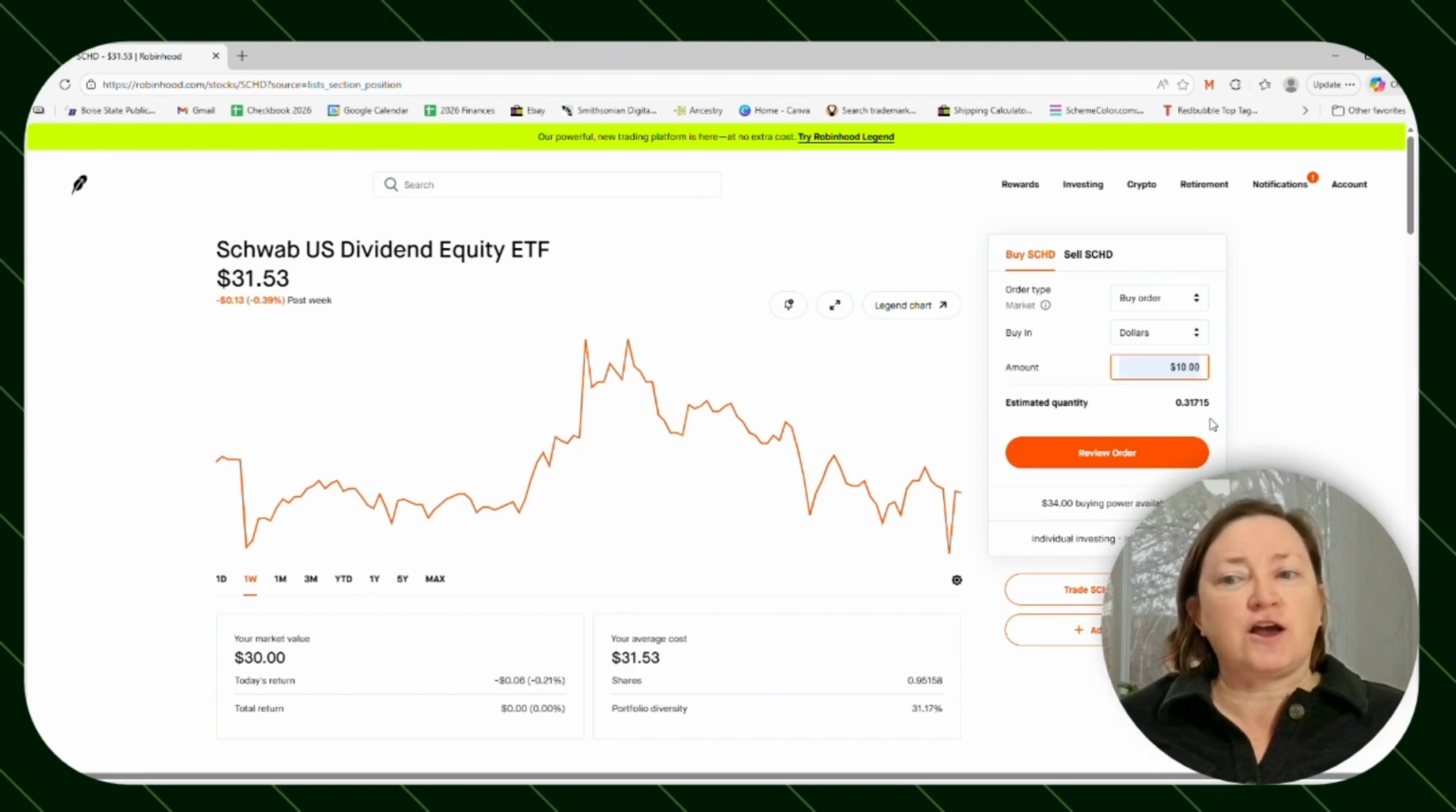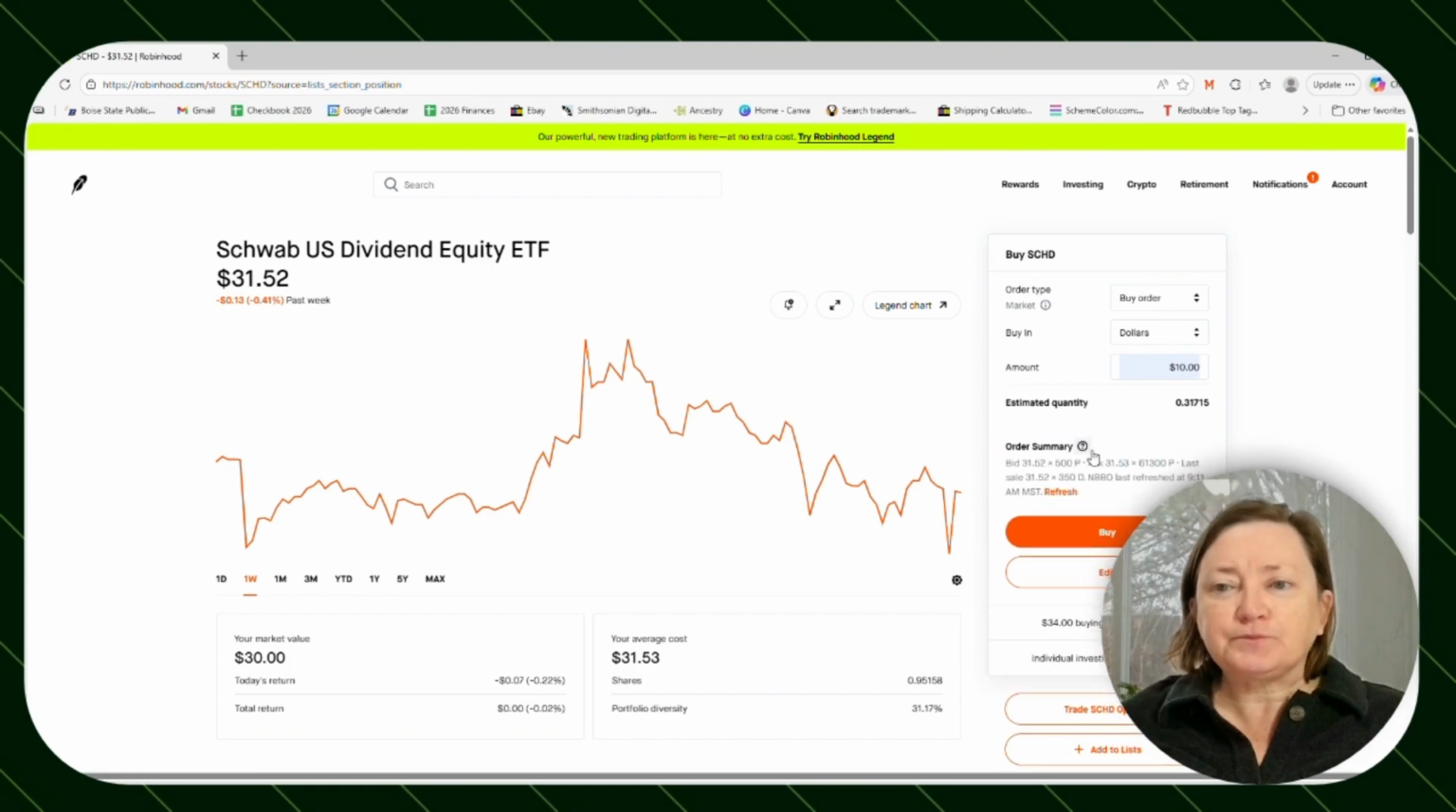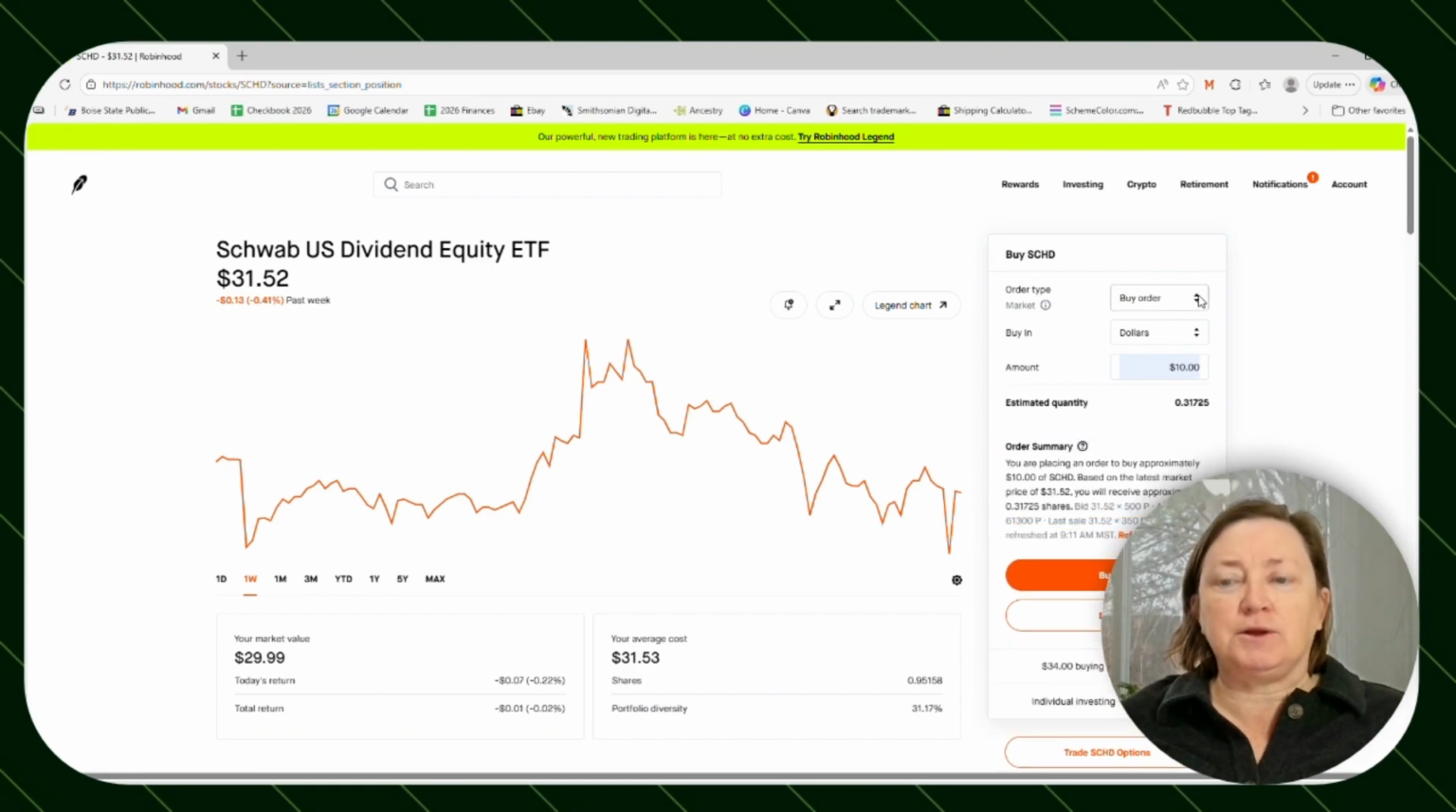Robinhood allows fractional trading. I don't have to buy a full share. Don't have to have $32. So we're going to buy 0.13715 shares, reviewing my order. Super easy. You can, but you don't have to click on anything. We're doing a buy order in dollars, $10, and we just click buy.